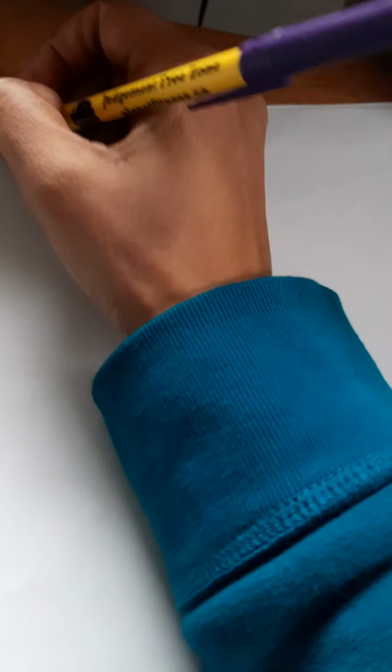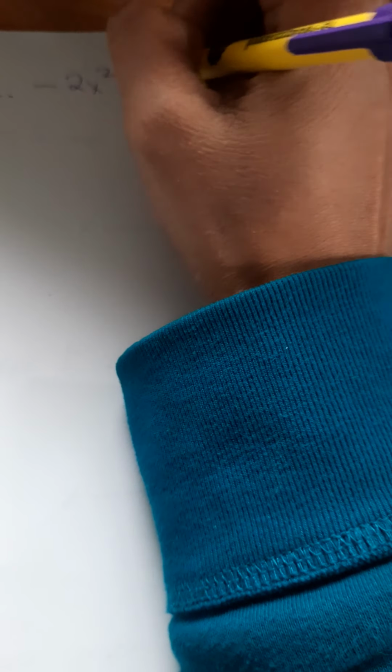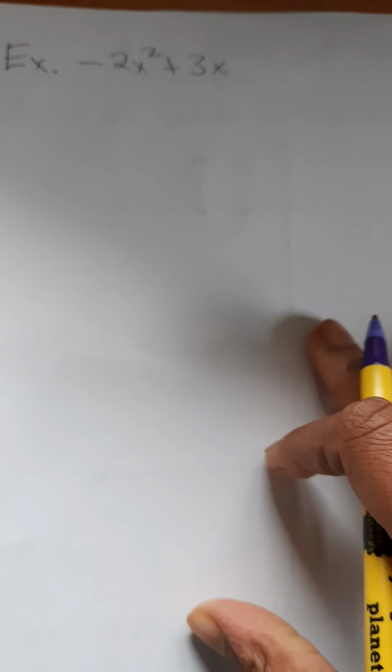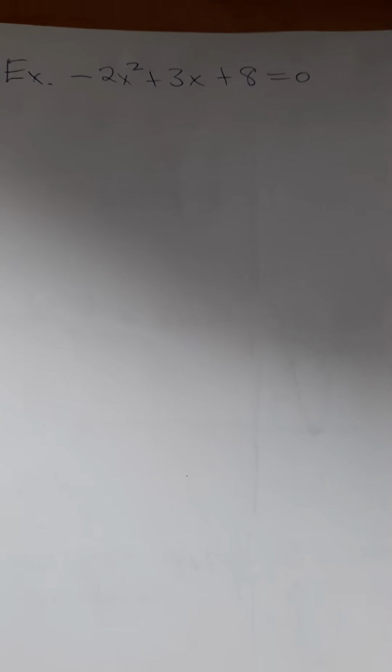So I'm going to write it on here. And we're going to use the discriminant, okay? And let me write out the question first. So negative 2x squared plus 3x plus 8 equals 0, okay? So the question says for each quadratic equation, use the discriminant to determine the number of solutions, okay?